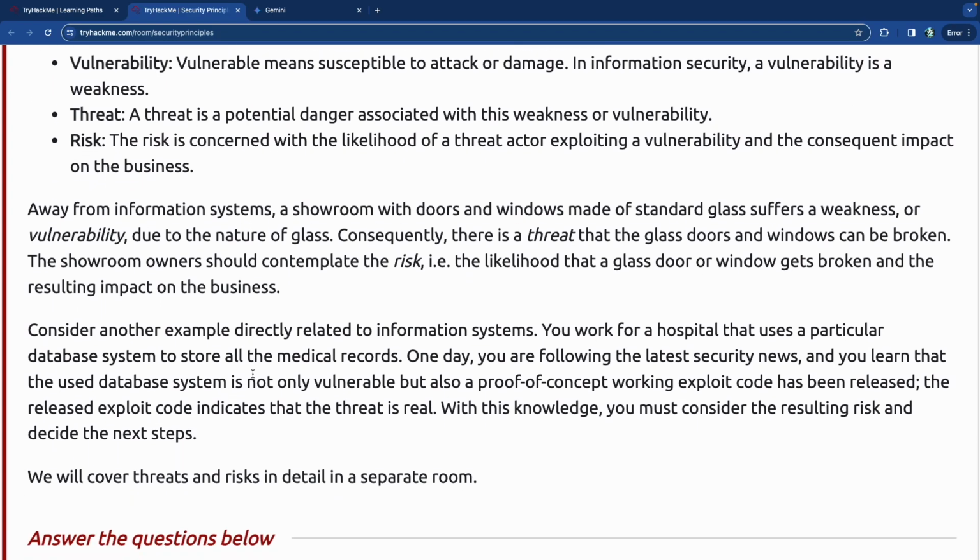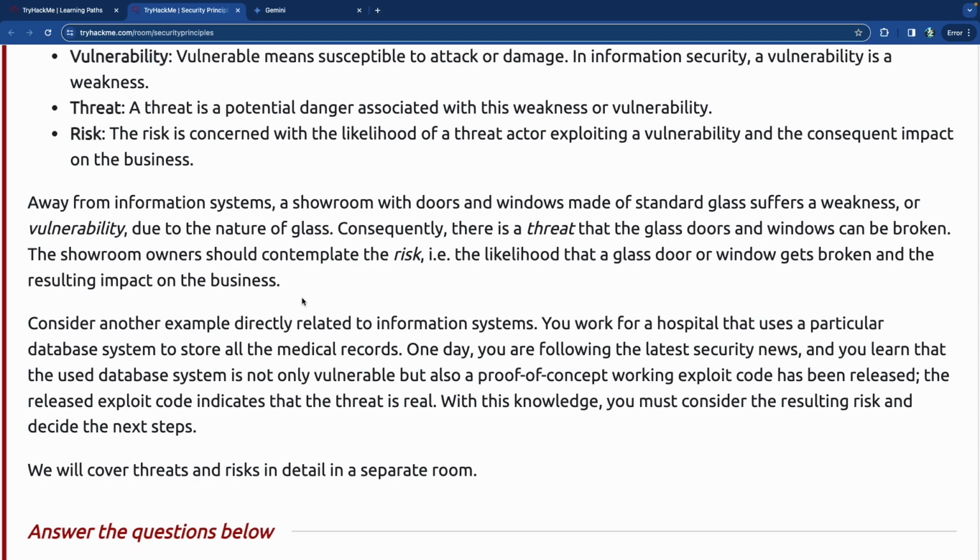So looking outside of information systems, a showroom with doors and windows made of standard glass has a weakness or a vulnerability due to the nature of glass, right? Consequently, there is a threat that the glass doors and windows can be broken. The showroom owner should contemplate the risk, the likelihood that a glass door or window gets broken, and the resulting impact on that business.